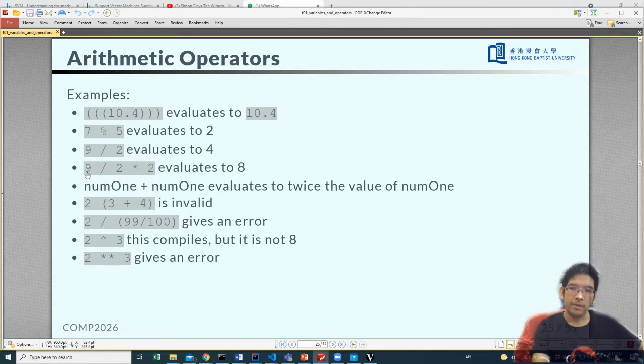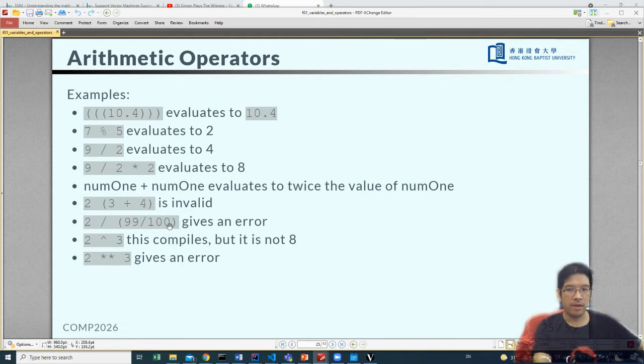Now, this one, 9 divided by 2 times 2, so this one therefore will be 4 times 2, which is equal to 8. Okay, don't try to cancel out these 2 divided by 2 and times 2. No, it can't be cancelled out. This one, if number 1 is a variable, number 1 plus itself will actually evaluate to twice the value of number 1. This one is invalid, as mentioned. That's the reason that I've just mentioned.